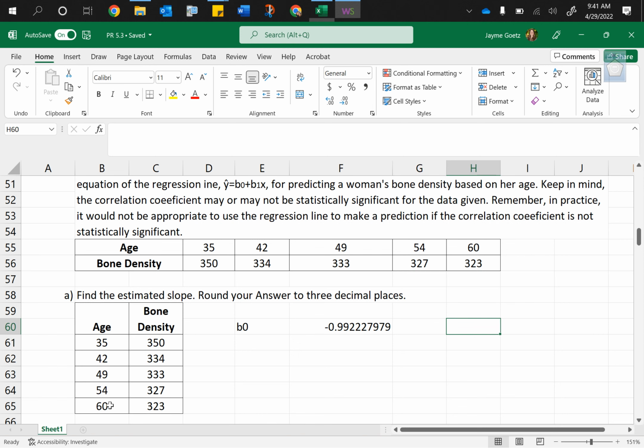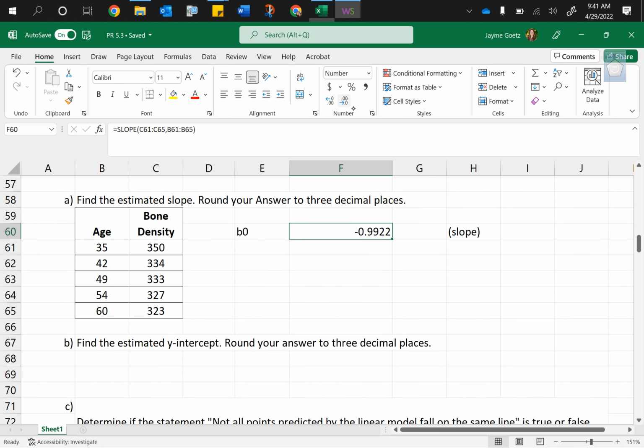Okay, so again, if you're one of those people that's keeping notes here, you can put over here in parentheses, that's the slope. And my slope is negative 0.9922. Now, what that means is if I were to graph this, this is my age, and this is my bone density. My slope is going to look like this, negative 0.9922.